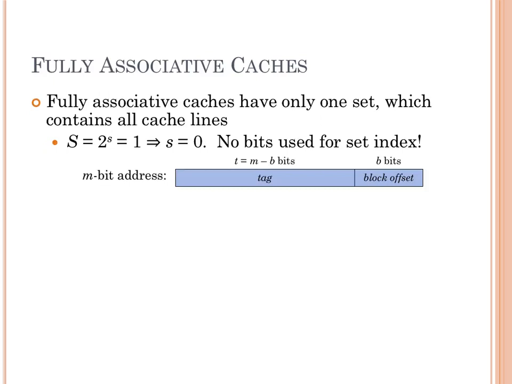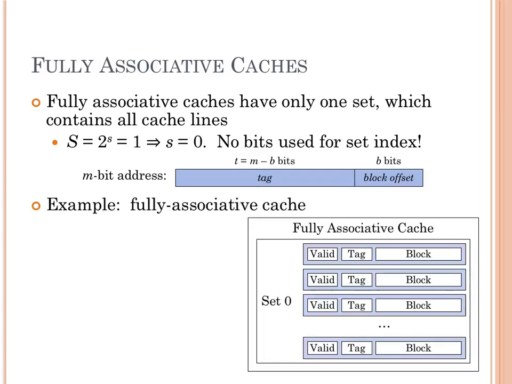Then we had fully associative caches, which only have the one cache set, so we don't have any bits that we have to devote to set indexes. But you can see now that the tag is humongous. So we have one set and everything's in there. Conflict misses go away because we only have one cache set.